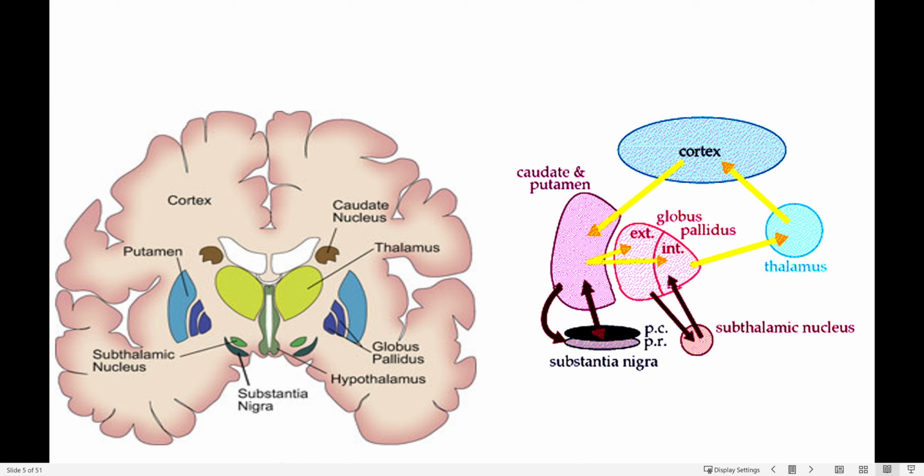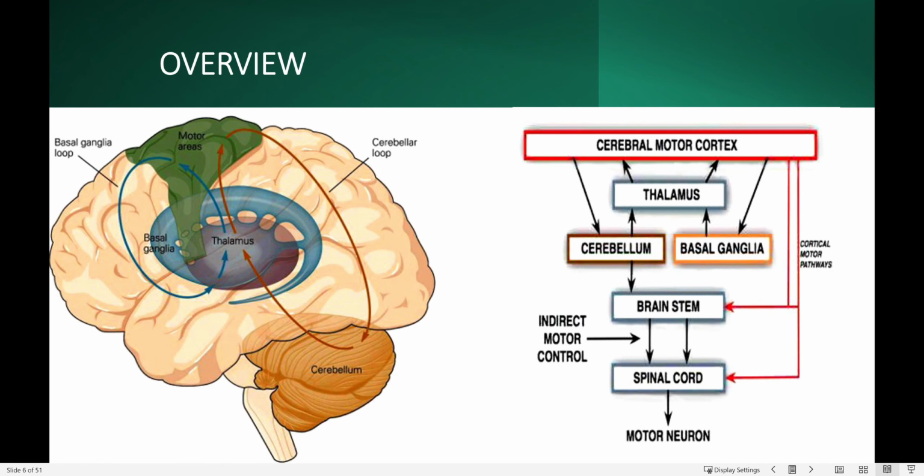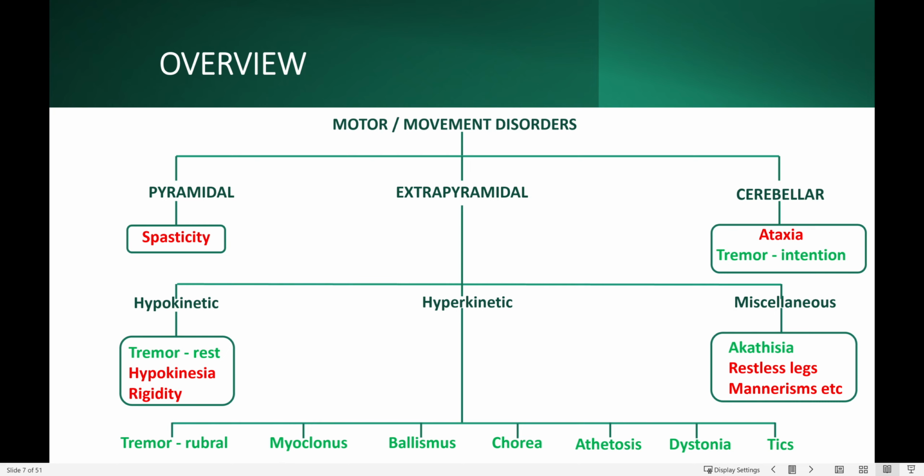This coronal image shows the additional inputs from the substantia nigra and the subthalamic nucleus into the basal ganglia loop. And this slide shows at what levels these loops interact with the pyramidal pathway signals. Now, this is an overview of motor and movement disorders, and in this talk we will be covering the hypokinetic and hyperkinetic extrapyramidal disorders, cerebellar disorders, and some miscellaneous conditions such as akathisia.